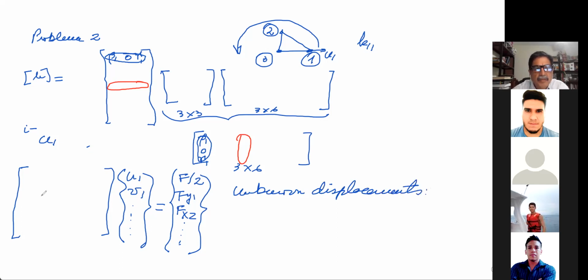And what are the unknown displacements in this case? U1. So you can put here all these big K's that you want, but if you have one single displacement, what is the equation that you have to solve? You have to solve K11. I'm sorry, let me erase this. So K11 U1 equal F divided by 2. And to solve this equation, I only need this. And then U1 is equal to F over 2 divided by K11.